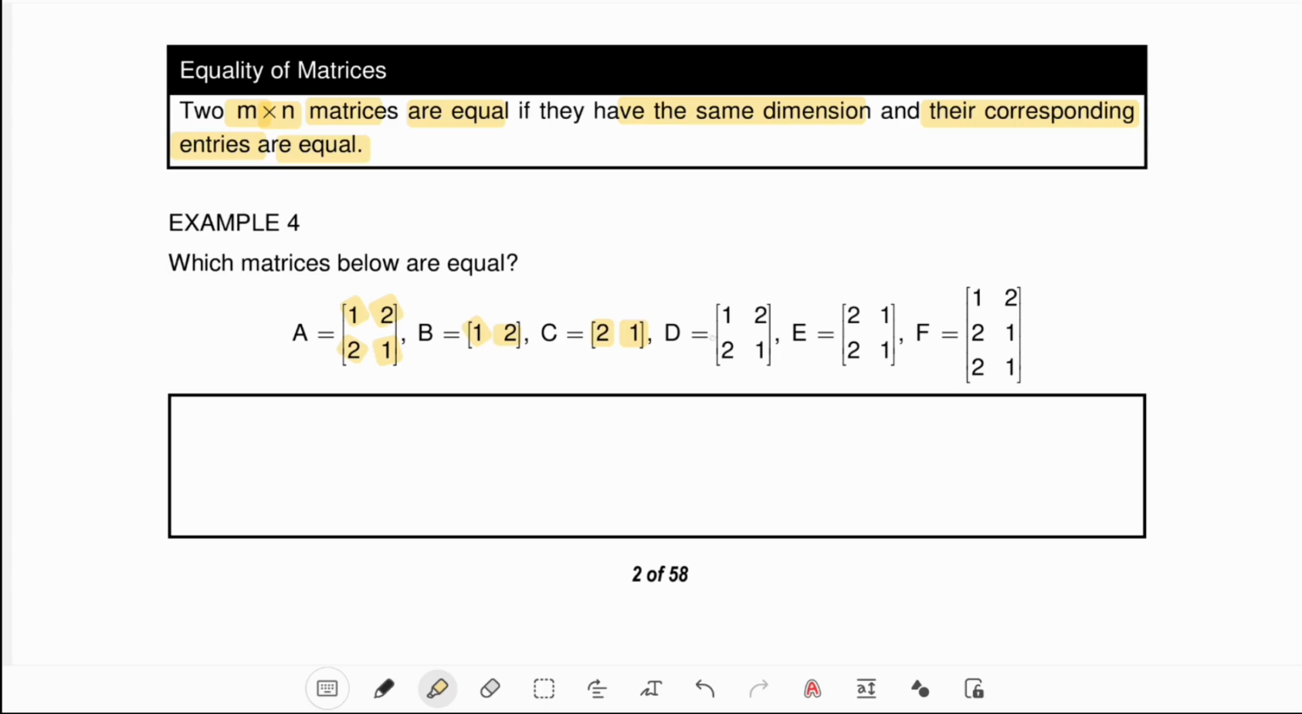And then we go to D. We have 1 2 2 1. So now we can spot one pair of equal matrices. We can check the other matrices. We have E, 2 1 2 1. Okay, nothing equal for this matrix, and also for F. So we only identify one pair of equal matrices, which is A equals D. So that's it.